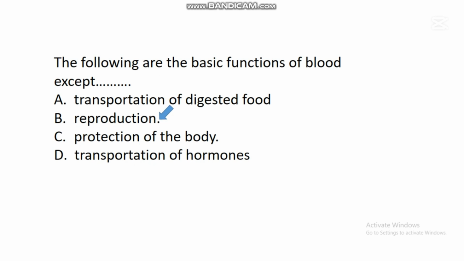Generally, there are basic functions of blood. These functions are transportation of digested food from the small intestine to other parts of the body. The blood also helps in protection of the body. Blood also helps in transportation of hormones from one part of the body to another. All these things are the basic functions of the blood except reproduction.